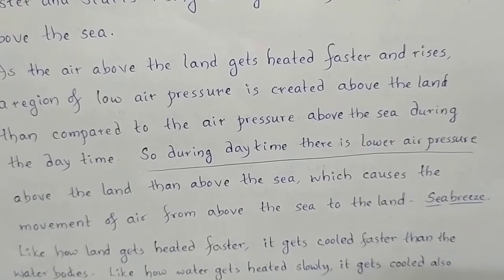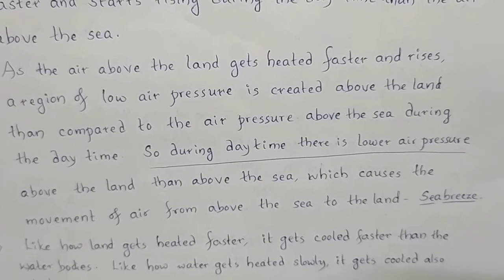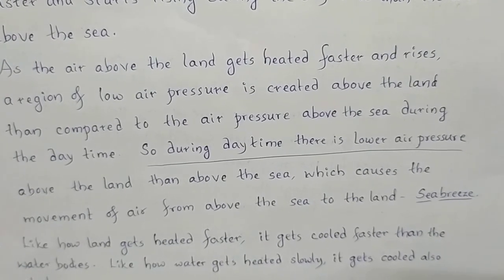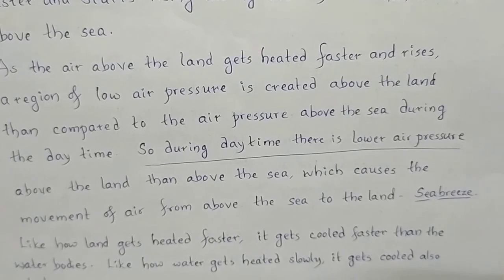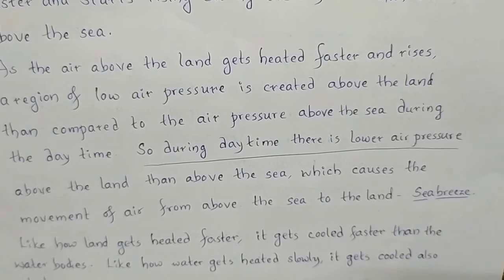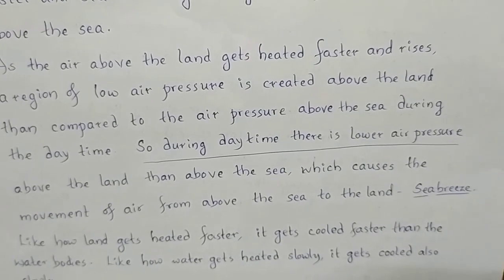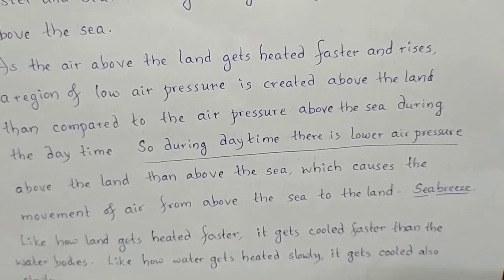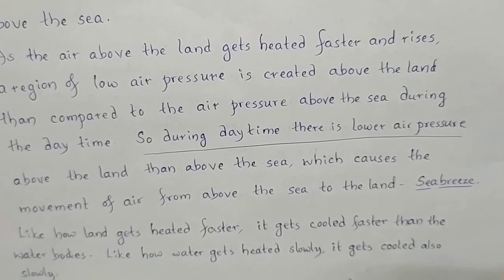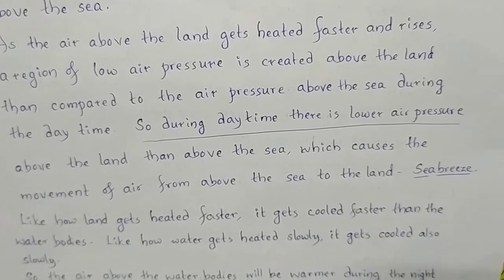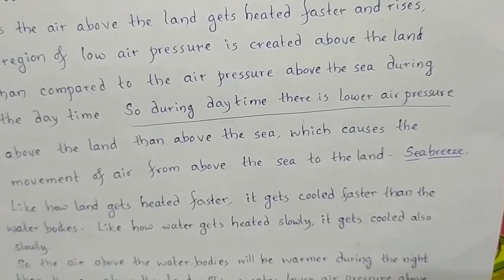Any substance will move from its higher pressure to its lower pressure. So where is air pressure lower now? Above the land. Where is air pressure higher compared to the land air pressure? Above the sea. So where to where will the air move? From above the sea to above the land. So this movement of air from above the sea to above the land is known as sea breeze.